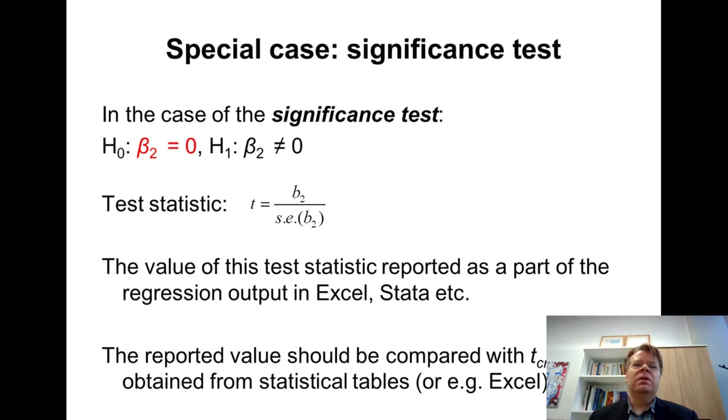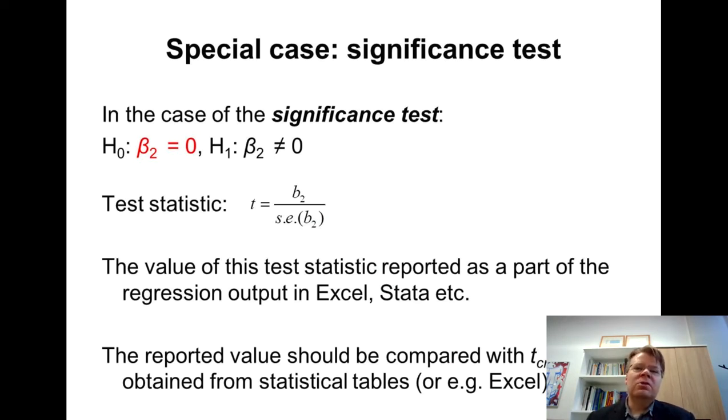If we take this skeptic role and state the null hypothesis that there's no impact whatsoever, beta 2 is equal to 0, then the test statistic simplifies to the ratio between b2 and the standard error. And in fact, this is the value of the t-stat that is usually reported by the statistical software. When you do regression in Excel or Stata or whatever software, the t-stat that you get is not for the general case of testing a hypothesis, it's for the specific case of the significance test, where the null hypothesis states that beta 2 is equal to 0.